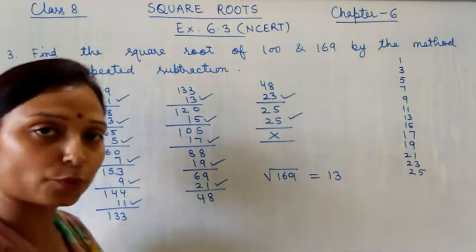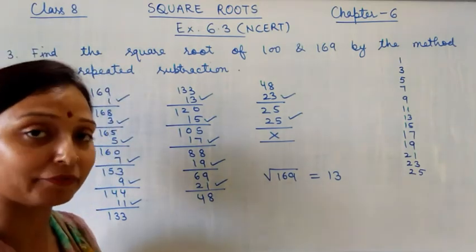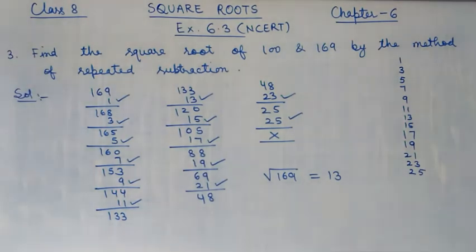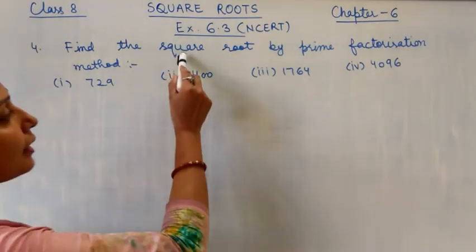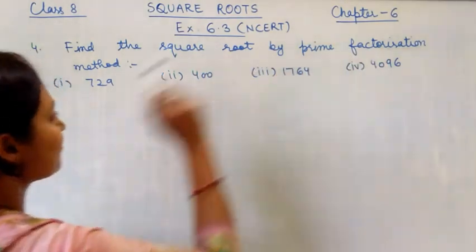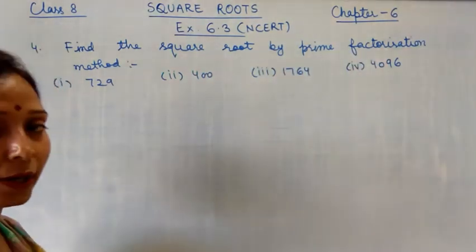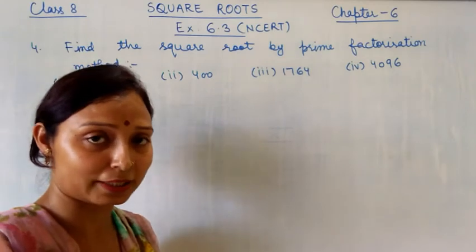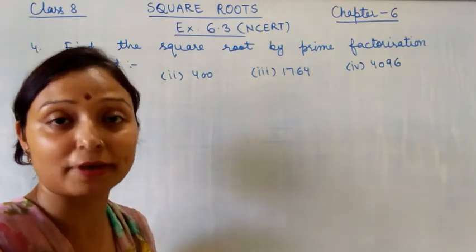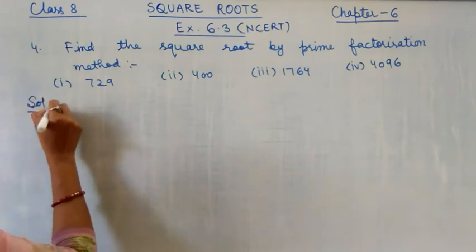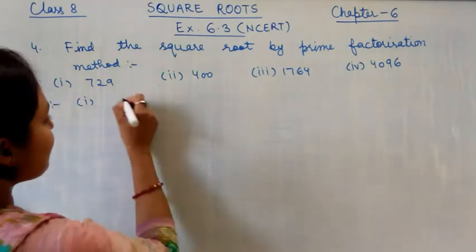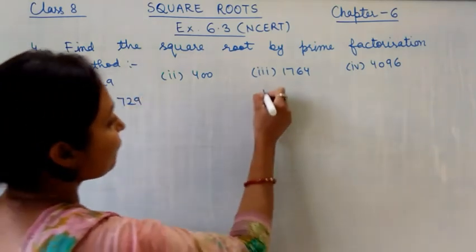Now come to the next question, where we have to find the square root by the prime factorization method. How can you find the square root by using the prime factorization method? First of all, find the factors of the given number. Take the first number, that is 729.